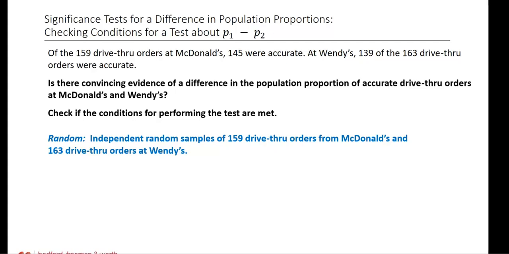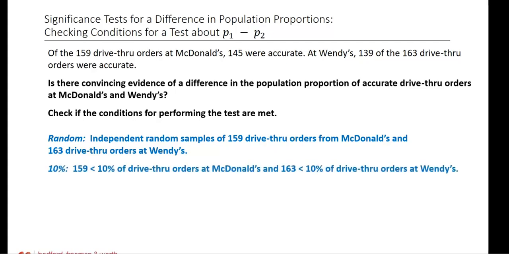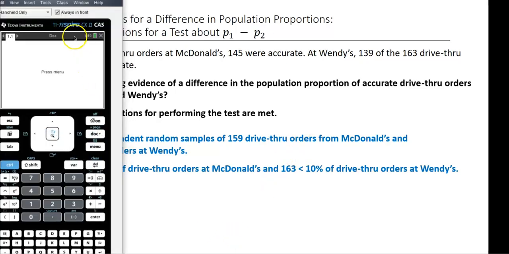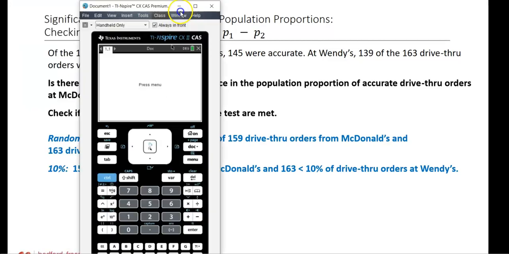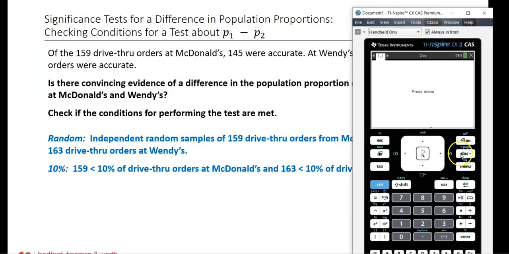Less than 10%, so 159 is less than 10% of all the drive-through orders at McDonald's. 163 is less than 10% of all the drive-through orders at Wendy's. And then finally, the np hat. So if you get your calculator out, you can do the p hat combined. Let's do the first one. So McDonald's.